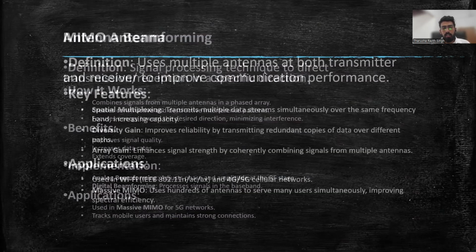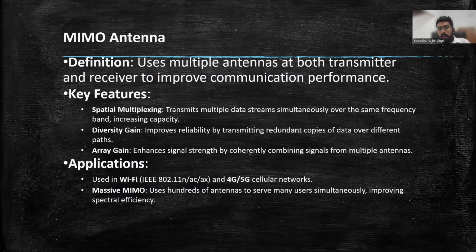Okay, now let's discuss MIMO antenna technology. So what is MIMO? MIMO technology uses multiple antennas at both the transmitter and the receiver to improve communication performance. It exploits multi-path propagation, where signals reflect off a surface and arrive at the receiver via multiple paths.